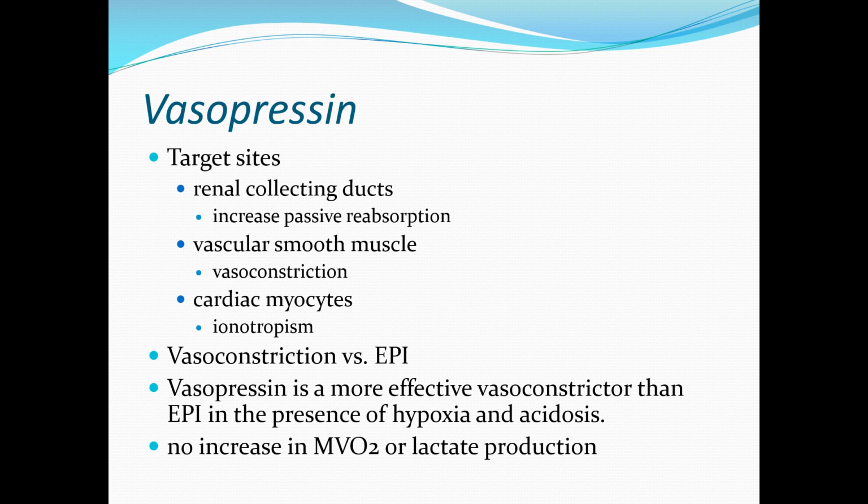When you compare vasopressin to epinephrine, vasopressin causes a larger increase in systemic vascular resistance, cerebral perfusion pressure, and coronary perfusion pressure. Epi does not work well in an acidic environment, so it makes vasopressin a more effective vasoconstrictor in the presence of hypoxia and acidosis. In contrast to epinephrine, vasopressin doesn't seem to increase the mixed venous oxygen saturation or lactate production.